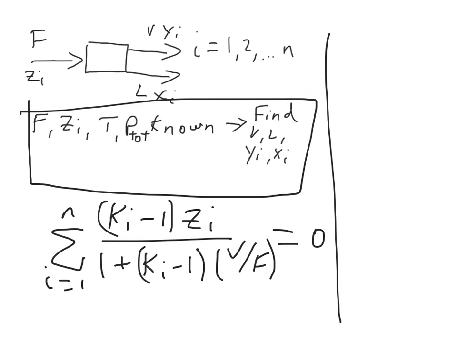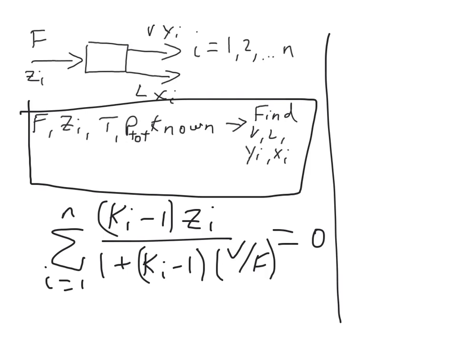The first thing you notice here is we need to know the K's, we need to know the Z's, and we need to know V over F. Well, we know the Z's, that's given right here, so we know all the mole fractions of the feed. What about K's? We need a way to find the K values, and we can find them from the known information given to us. We're told the temperature and the pressure, and from those we can calculate the K values.